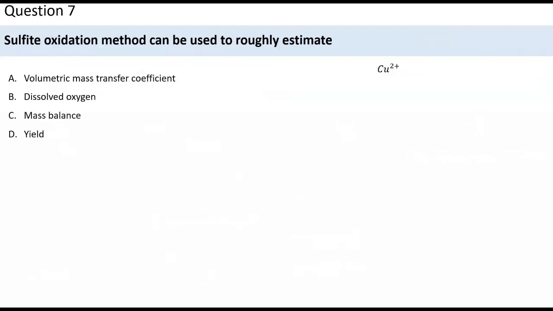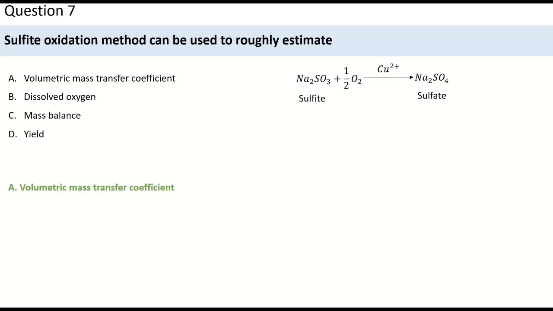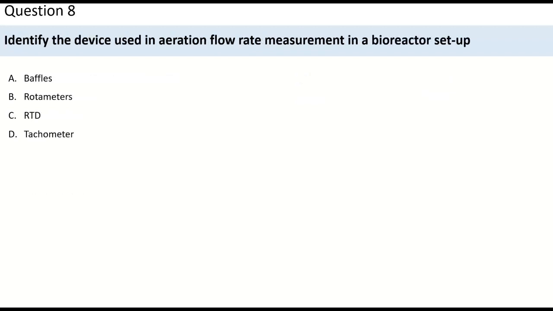per hour. Moving on to question 7, the sulfite oxidation method is used to estimate the volumetric mass transfer coefficient. Based on the RPM and the flow rate that we set in the bioreactor, the oxygen will be used up as dissolved oxygen, and when dissolved oxygen and sulfite react, the sulfite will be converted into sulfate. With this conversion, we can back calculate the volumetric mass transfer coefficient.